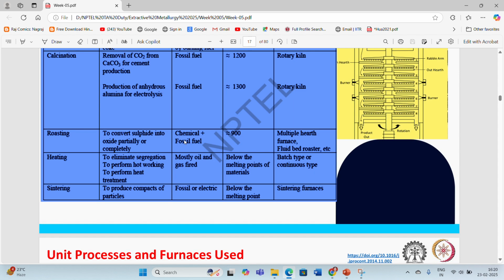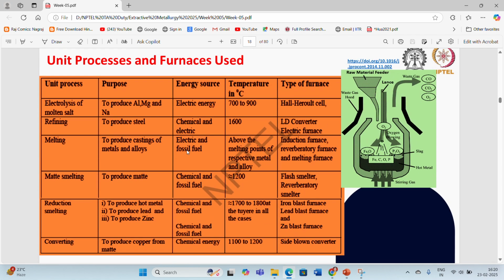Generally, these roasting type of furnaces we use for the processing of the copper sulfide ores to convert them into the copper oxide, so that we can further go for the smelting processes. Then there are heating furnaces, sintering furnaces, and then electrolysis of molten salt, which is generally used for the production of aluminium, magnesium, and sodium metal from their particular ore source. The common example of electrolysis furnaces is the Hall-Héroult cell.